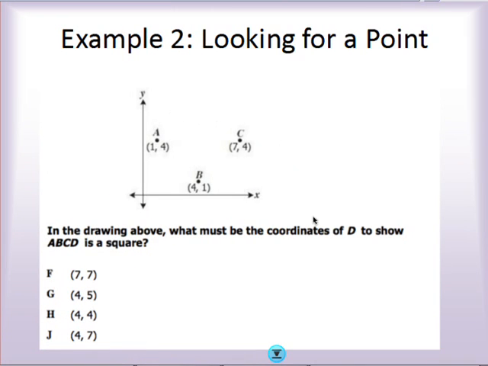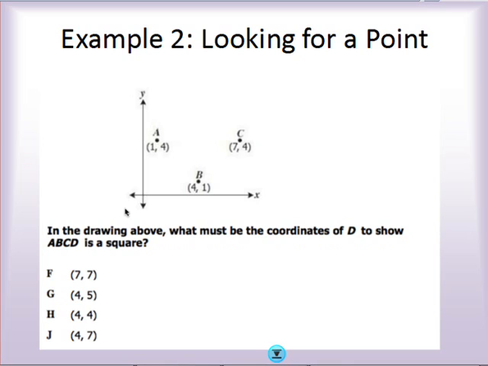So if you're looking for a point, I like this kind of problem. In the figure above, what must the coordinates of D be, don't mind that, we had a small earthquake while filming the video. Right now we're looking for a point. So in the drawing above, what must the coordinates of D be to show ABCD as a square?